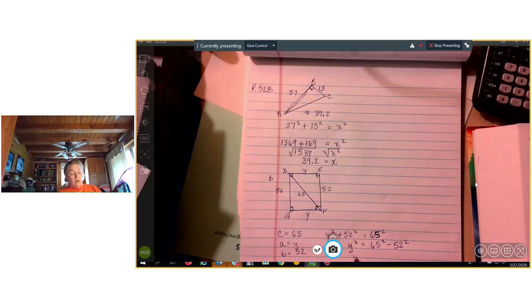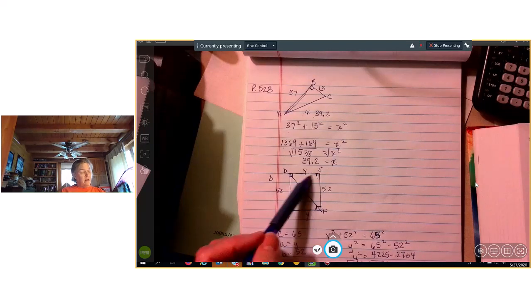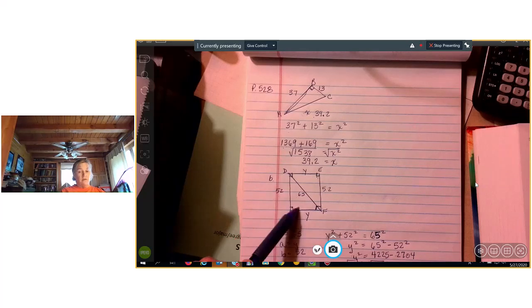And then Y squared is going to equal 4,225 minus 2,704. Y squared is going to equal 1521. Then I take the square root of both sides, and that one actually comes out even as 39. So that means that this length of the rectangle is going to be 39 units, whatever we're using.